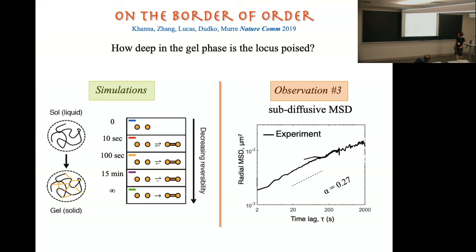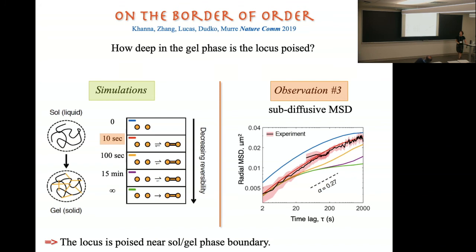And so we find that when the lifetime is essentially zero, we are in the liquid phase, right? When the lifetime is very large, it's a solid, and something in between is a relatively weak gel. We find that the best agreement between the black curve, the experimental curve, and the simulations is achieved for a very short crosslink lifetime, on the order of 10 seconds. And just for comparison, a typical lifetime of a chromatin loop is about half an hour, so tens of minutes.